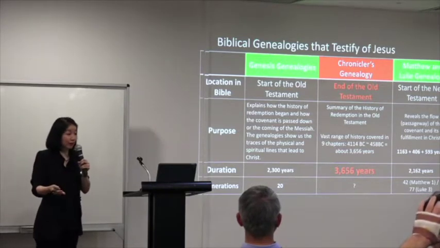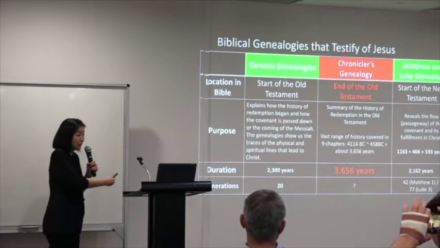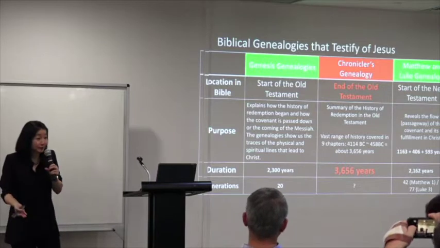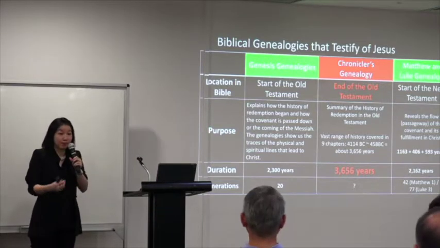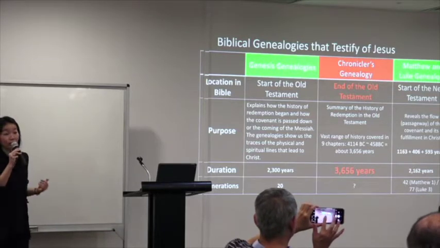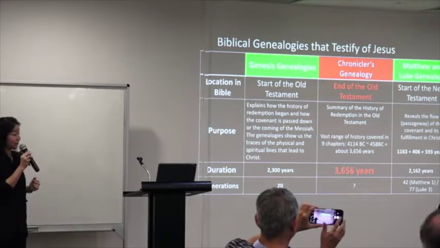Genesis is the first book of the Bible, and it starts off with a whole list of genealogies. From heaven and earth, to Adam, to Noah, to Abraham. It spans 2,300 years and leads all the way to Jesus Christ the Messiah.